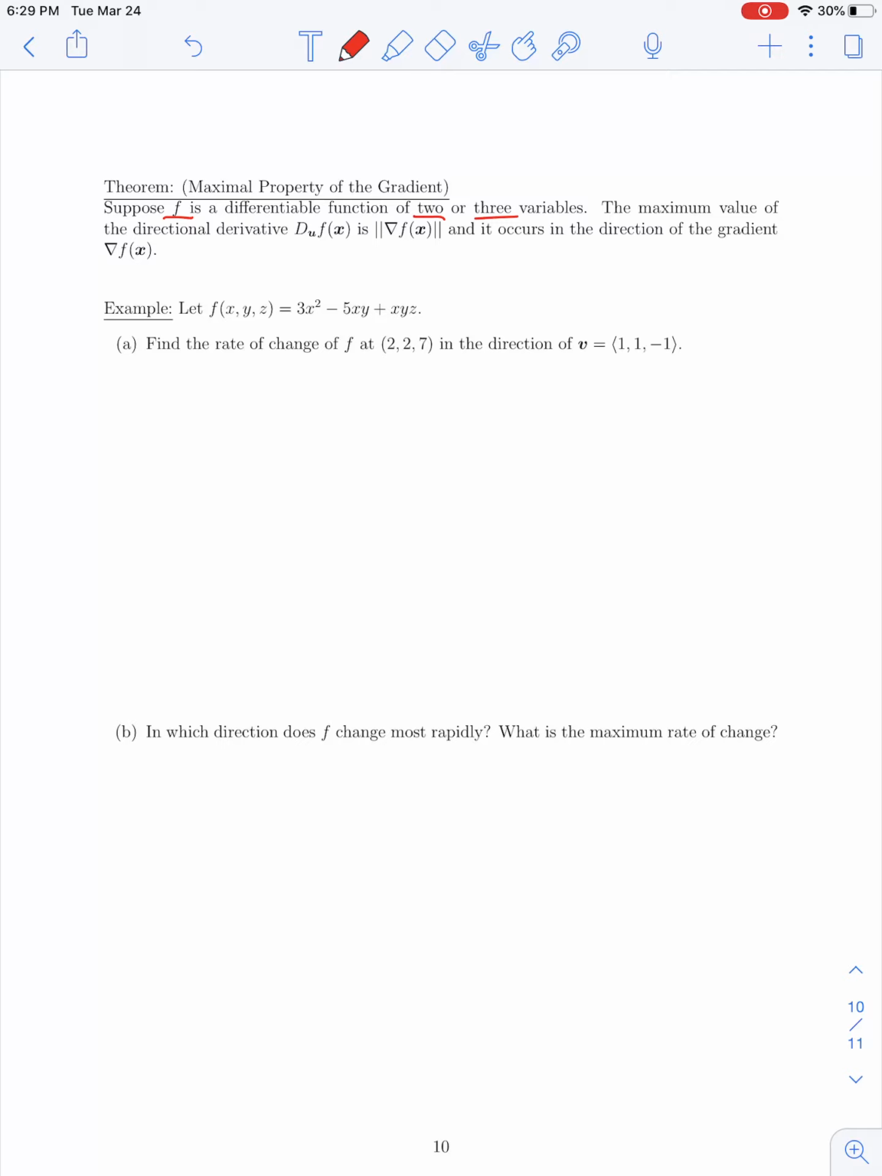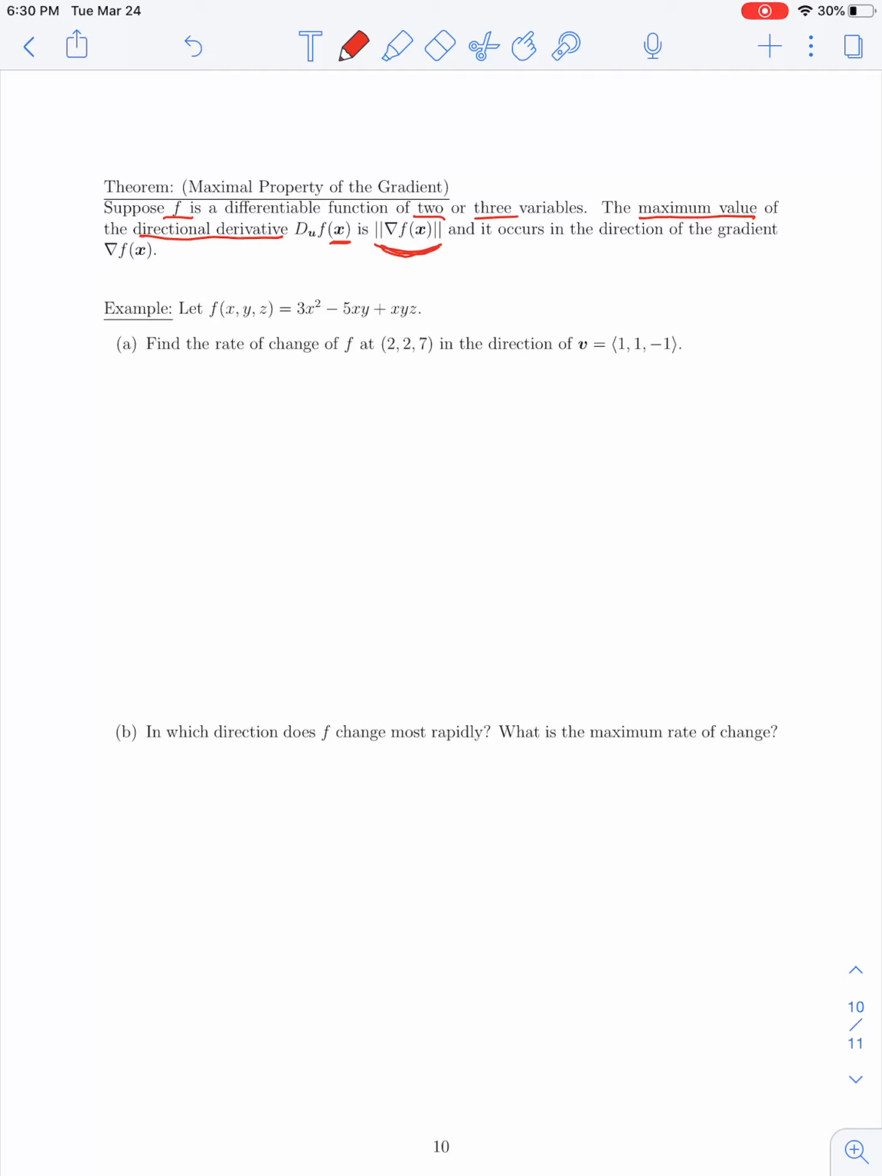So let's say that we have a function f. It could be a function of 2 or 3 variables. Then the maximum value of the directional derivative of our function at a point, say specified as x, it might be, say, xy or xyz, depending on whether we're working with a function of 2 or 3 variables, is given by the magnitude of the gradient function at that point x.